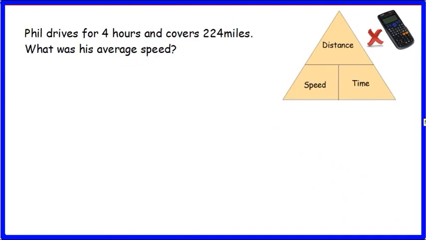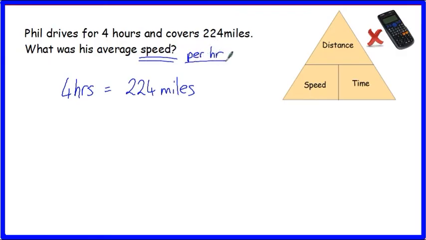Okay, so Phil rides for 4 hours and covers 224 miles. What was his average speed? Now, without the calculator, I would be more inclined to write it out like this. So 4 hours is equal to 224 miles. Now, speed is always per hour. Now, you need to get the time to 1 hour. Now, this is quite straightforward.